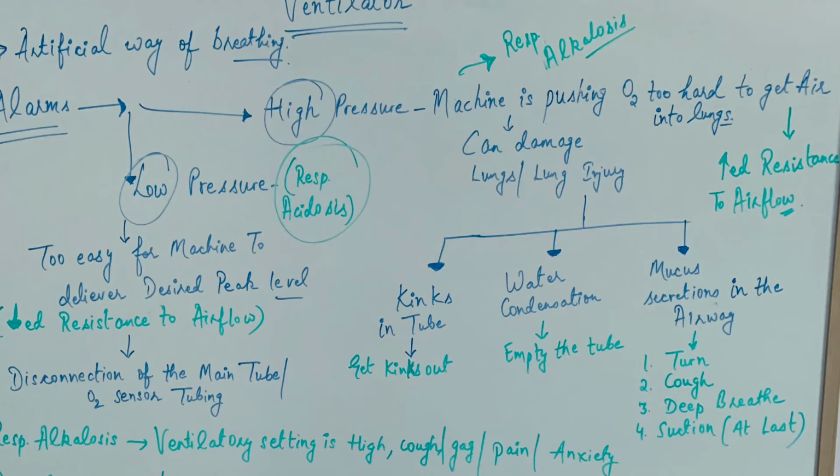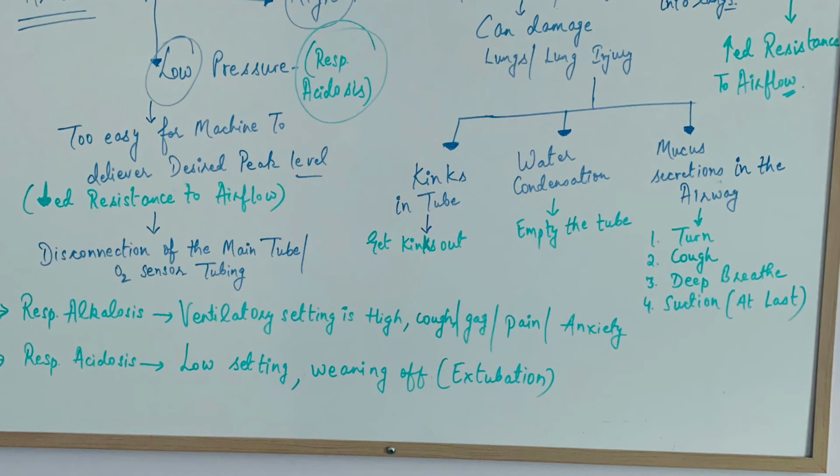But if by turning the patient the airway is not clear, then if the patient is conscious, you can instruct them to cough. If the patient can cough, he can take out the secretions. And third, he can deep breathe. Through deep breathing also he can take the extra secretions out of the airway. But if all three ways are not working well, then at last you have to suction the airway. So suctioning does not come at the first level; we suction at the last level when all the other things are not working out. And high pressure alarms can lead to respiratory alkalosis.